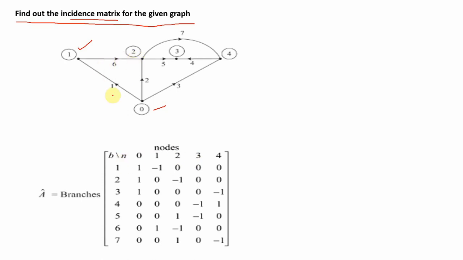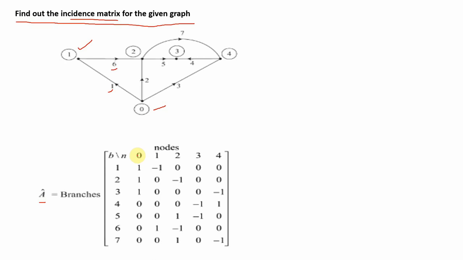And how many branches are there? A total of 7 branches are there, which I have written in a vertical manner. And this is represented by A cap, that is the incidence matrix or branch node incidence matrix. Why is it called the branch node incidence matrix? Because we have written a matrix of branches versus nodes, so it is also called the branch node incidence matrix. Now the next thing is we have to draw this table. So how are we going to draw this table?